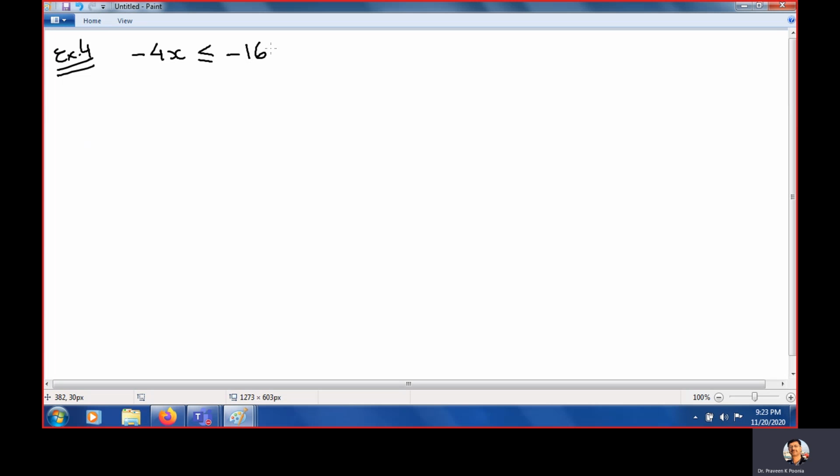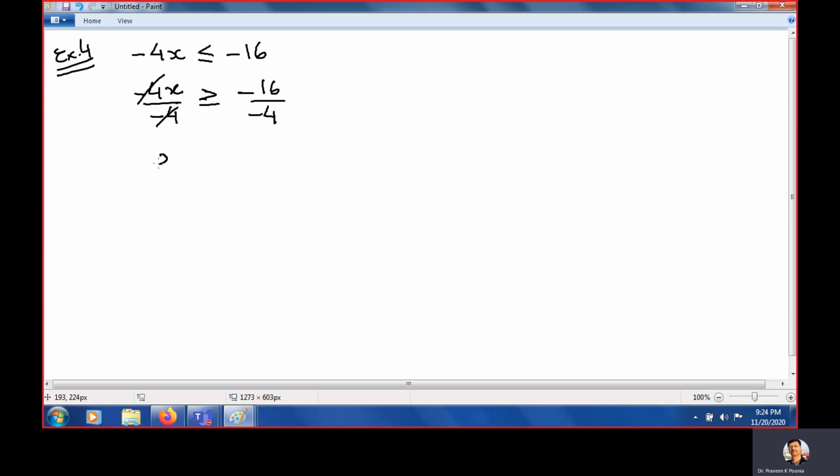Clear? If you remember, in the previous lecture, I explained two properties. We will focus on property number 2, where multiplication and division are involved. I told you, if we are multiplying or dividing by a negative number, then this less than sign will change into greater than sign. Please remember this. Here the number is negative, -4, so this less than changes into greater than.